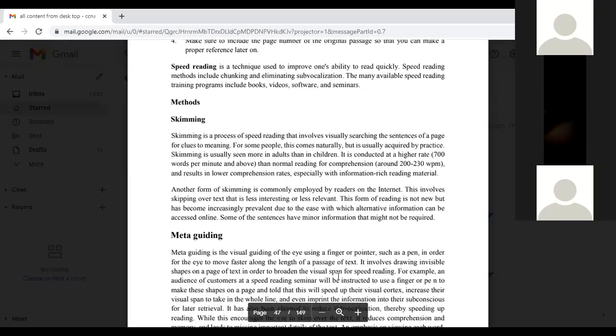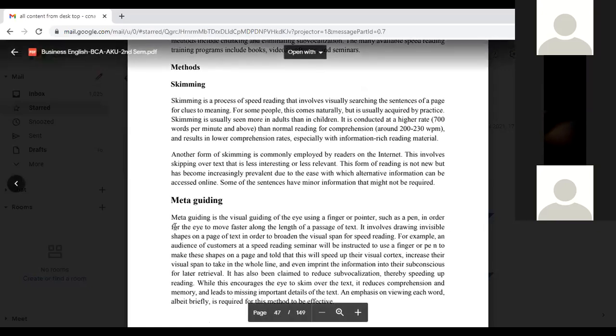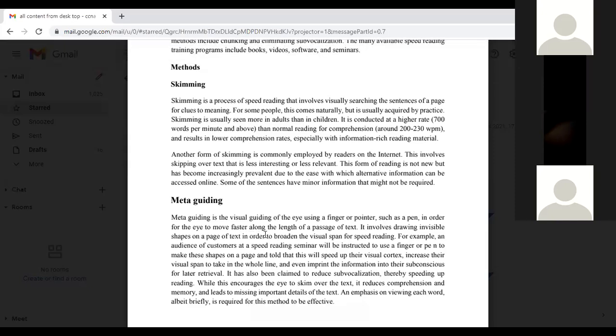So now meta guiding is a tool which I said. एक stylus है, एक pen है, एक finger है, जो कि आपको eye and hand coordination करके speed reading आपको करा देता है. With the use of meta guiding, with the use of finger, with the use of pencil, you can read quickly. So meta guiding is the visual guiding of the eye using a finger or pointer, such as a pen, in order for the eye to move faster along the length of a passage of a text.